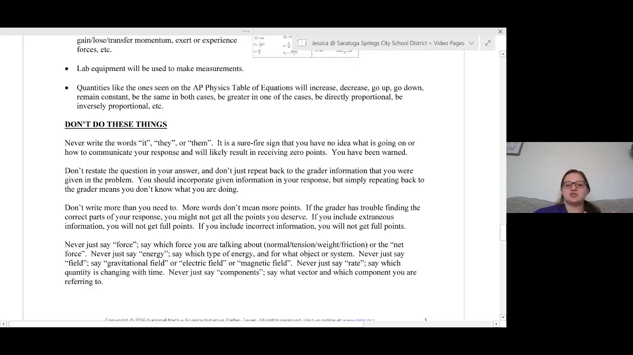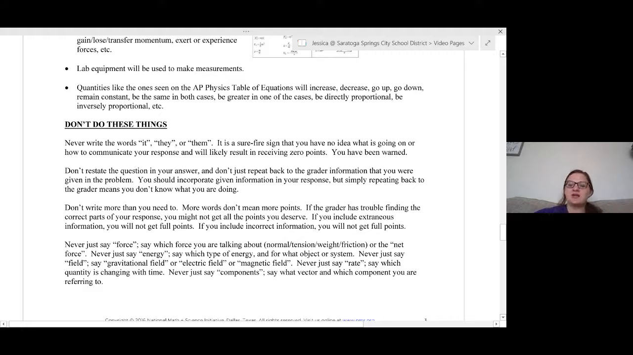Don't restate the question. Again, it's not English. You're not going for maximum words. It's not a DBQ. Okay. And don't just repeat back the information that you were given. You have to talk about what information you can infer from the problem. You can say things like the carts have the same mass, the carts start at the same height, but don't just list them. Talk about why that's important.